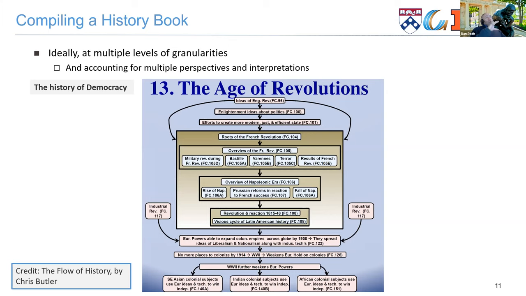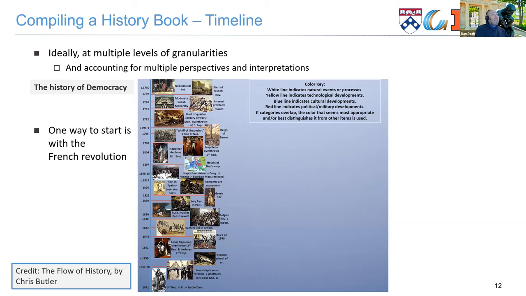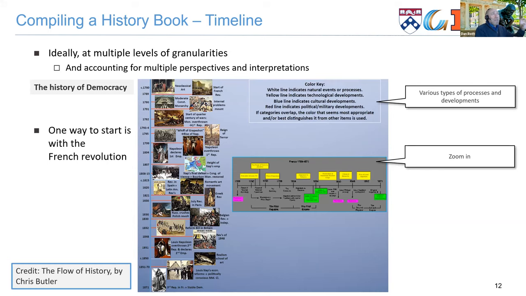I show this in quite fine granularities, but you can also step back and think about it from a higher level perspective and just think about the age of revolutions and the place of the French Revolution in the bigger picture of a long period with multiple revolutions. So that's one way to think about it, as a collection of flowcharts at different granularities and a collection of relations between events. But you can also take a temporal perspective here and just try to build a timeline of all the events that happened, say between 1780 and 1871. And you can even zoom in and look at a specific period and the timeline there.